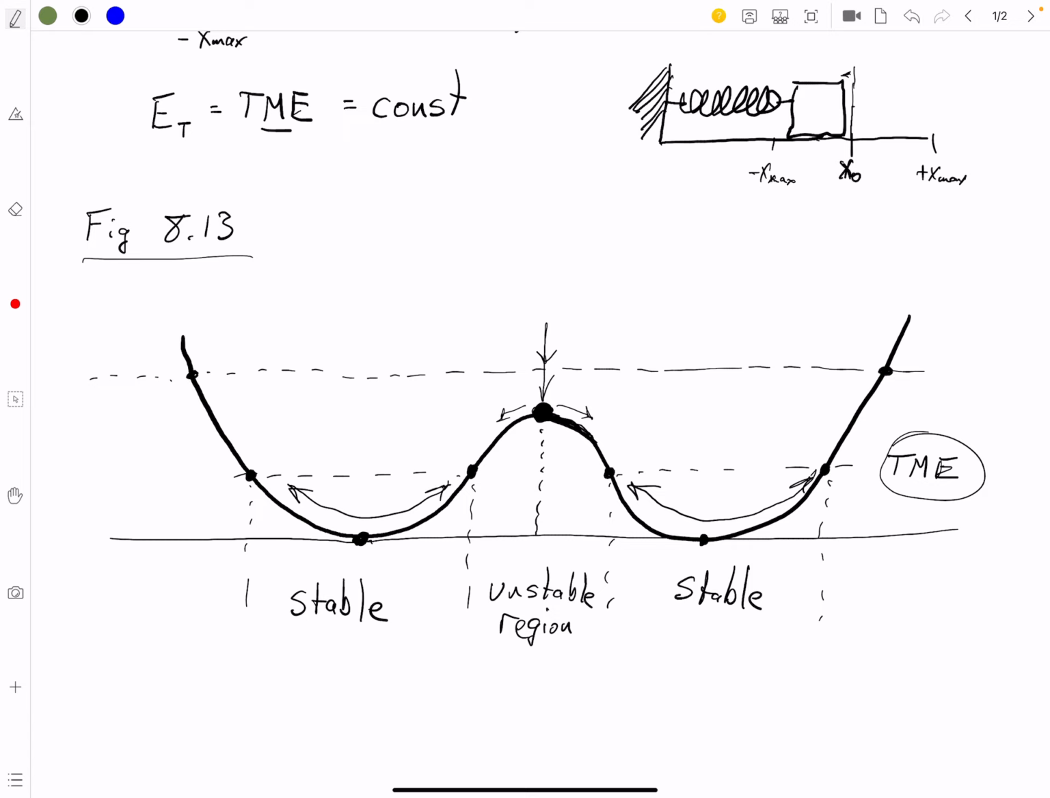If we use this as our total mechanical energy, the ball will still prefer to be in these stable regions, okay, but it will oscillate back and forth. But if there's friction involved, you're going to find that that thing ends up, just like we figured out before, in the bottoms of the wells. Okay, we call these wells.